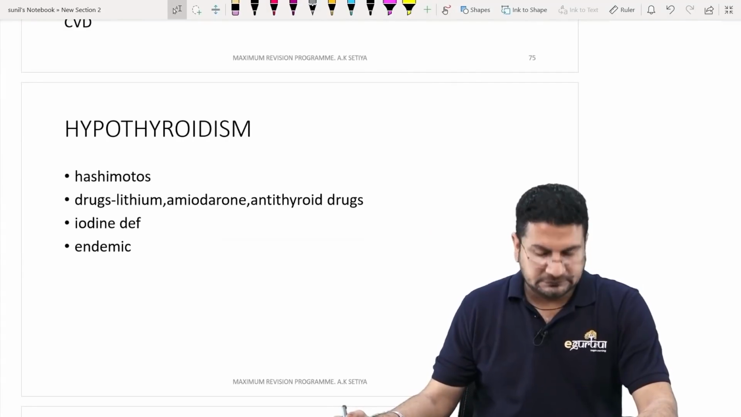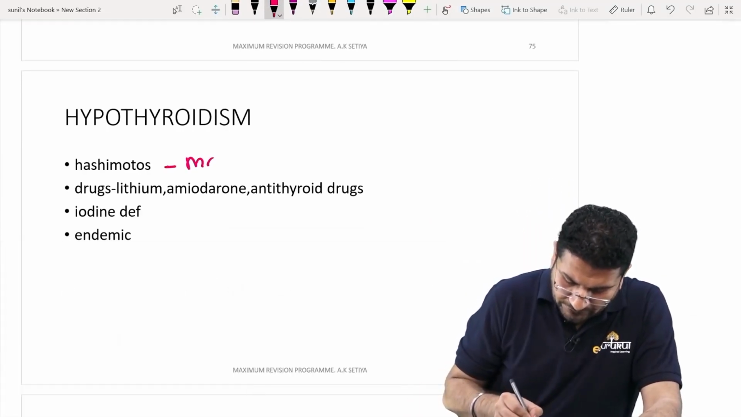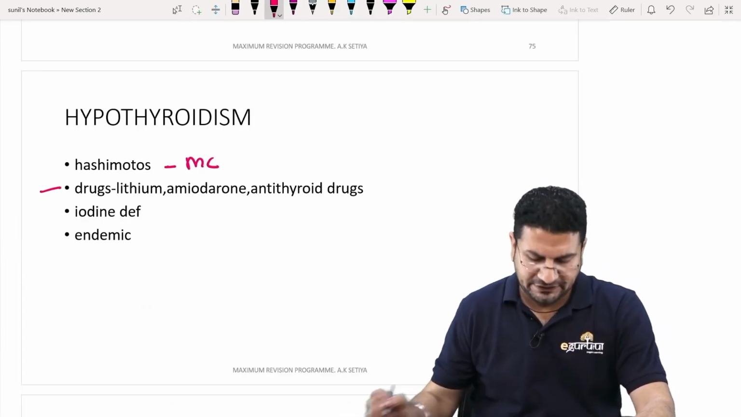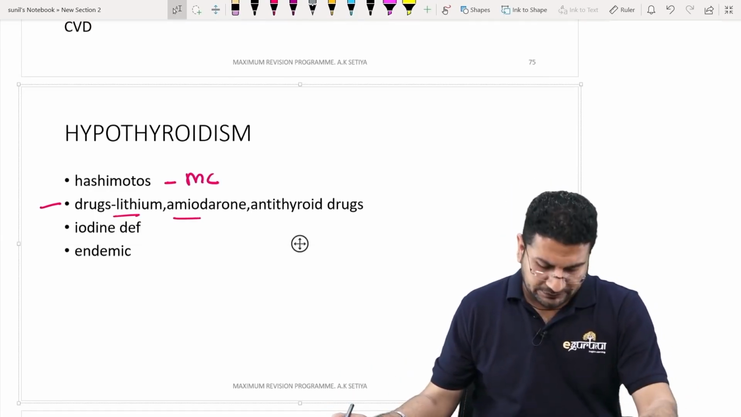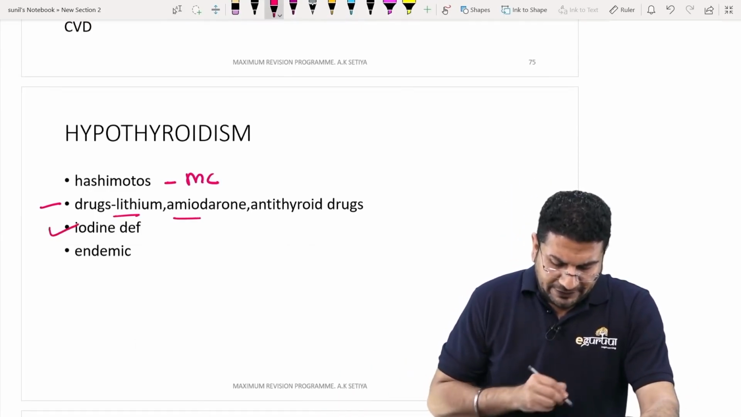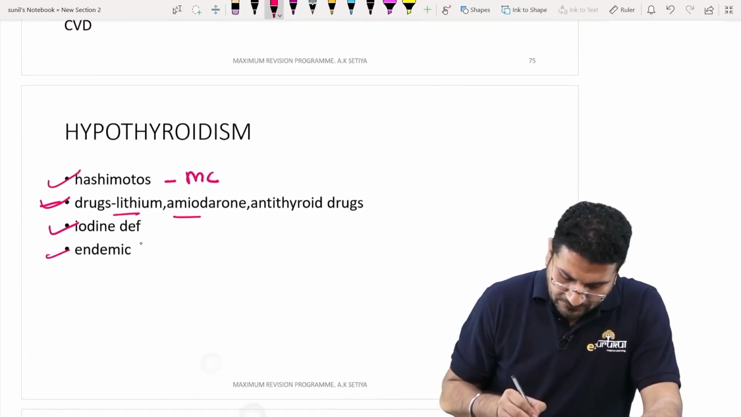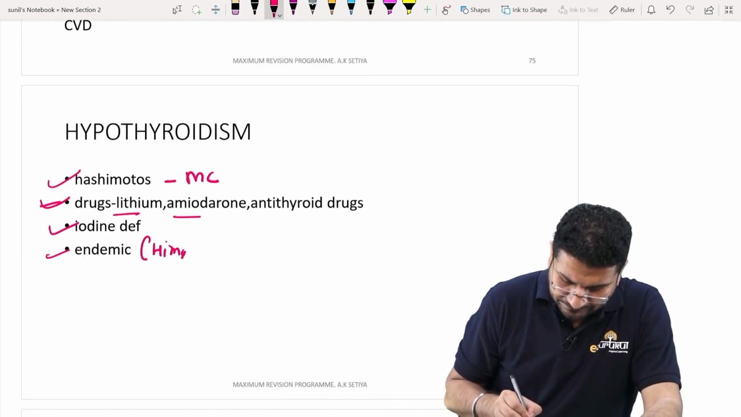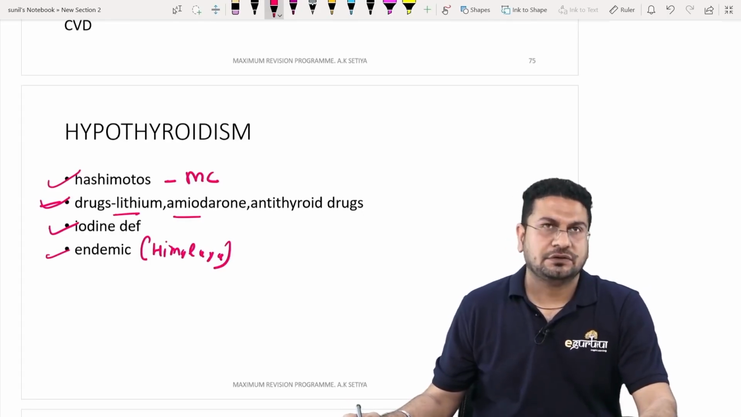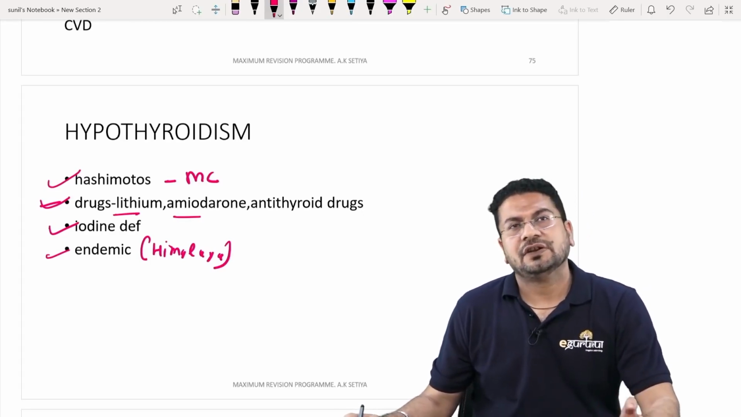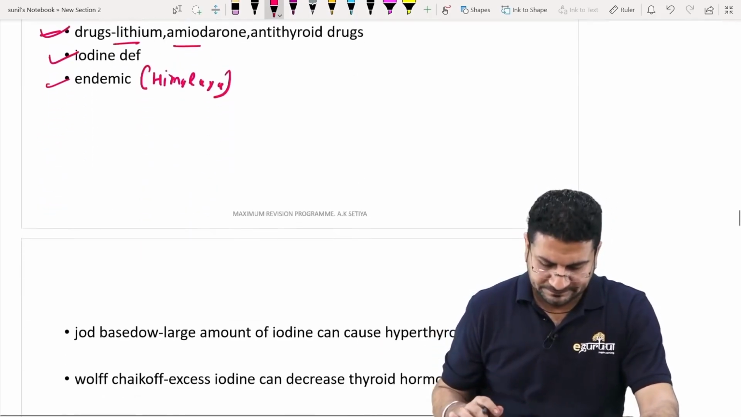Hypothyroidism. If I say hypothyroidism, most common cause will be Hashimoto's. Remember some drugs they ask in exam, lithium can cause, amiodarone can cause, and antithyroid drug overdose can cause. It can be due to dietary iodine deficiency, or sometimes it can be endemic in some areas like Himalayan belt in India. So these are common causes of hypothyroidism. So if I say how we manage, we give levothyroxine. It's available in formulation of 25 microgram to 125 microgram. So depending on the weight we give to patient, so treatment is levothyroxine.